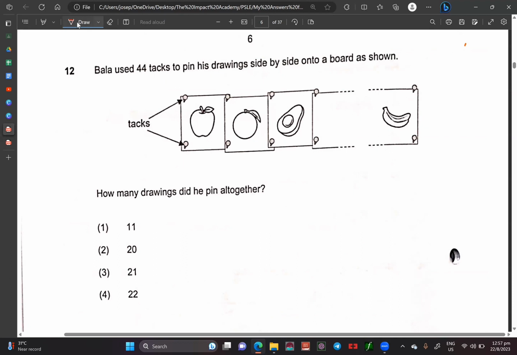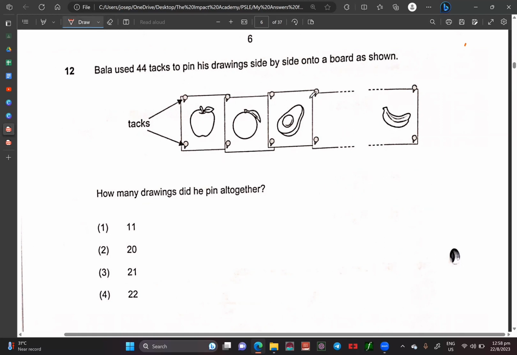So let's move on to question number 12. As you can see over here, it says that Bala used 44 tags to pin his drawings side by side on a board as shown. Now, when you look at the drawings, how many tags will each drawing have? They will have 2 tags, and the next drawing will have 2 tags followed by another 2, and so on and so forth.